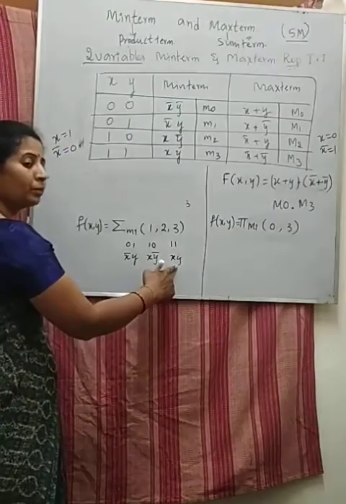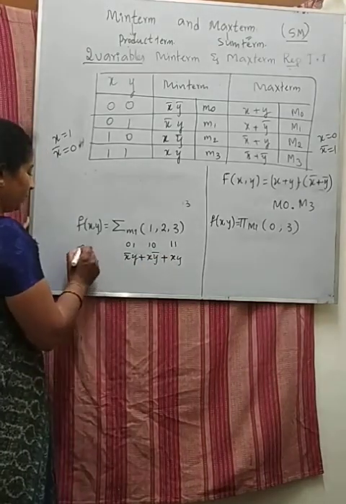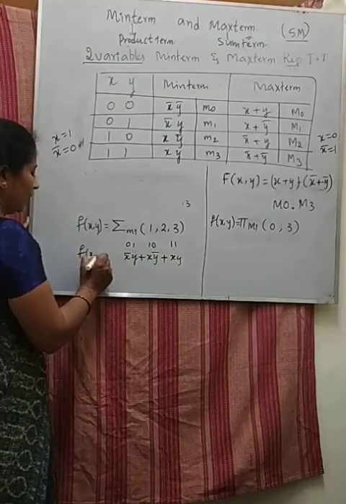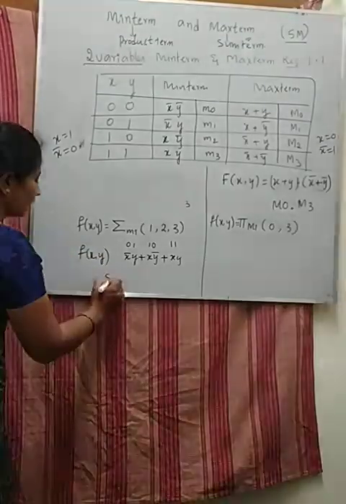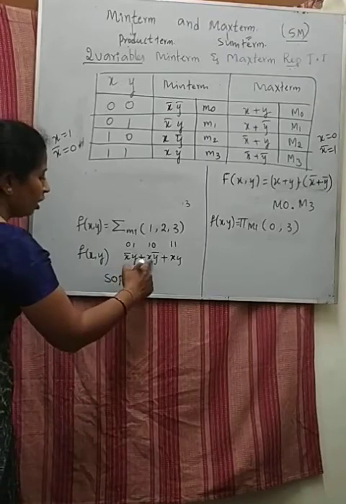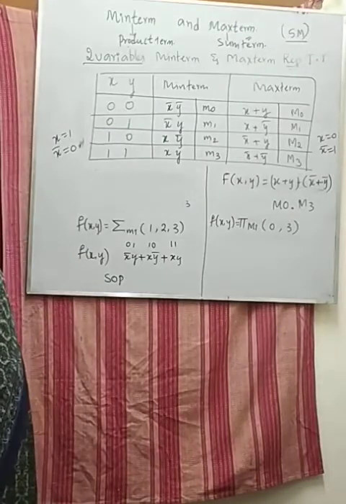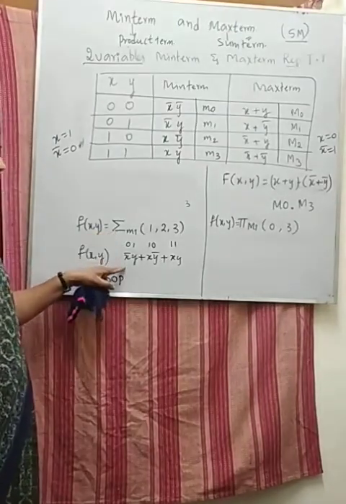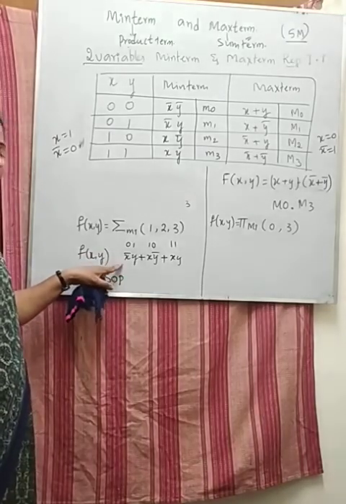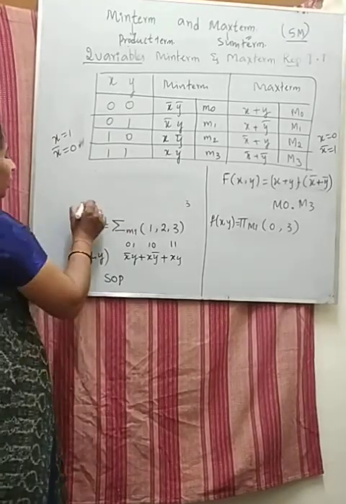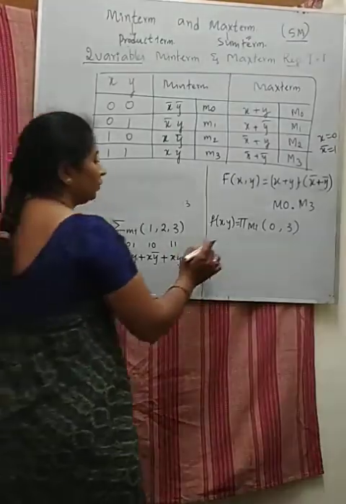Each term is a product term. It is logically ANDed, and then logically added. That is SOP, sum of products. Did you get how to write this? If they have given the minterms, it is easy to write the SOP form, and from the canonical form of minterm. Then come to here.